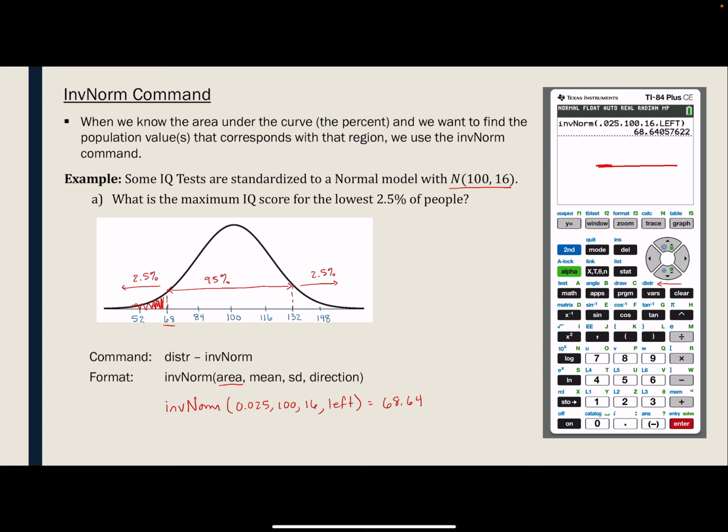Also notice that it's not exactly 68. Remember that I said that empirical rule was an estimate. This is the more exact answer. So we would say that this is 68.64 and this is the IQ score. So this is in points, but not a percent.